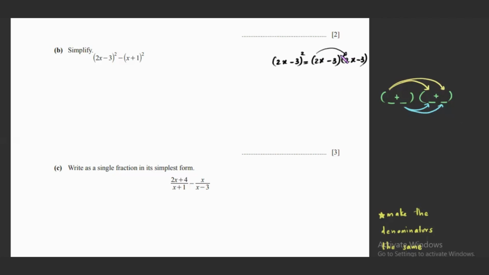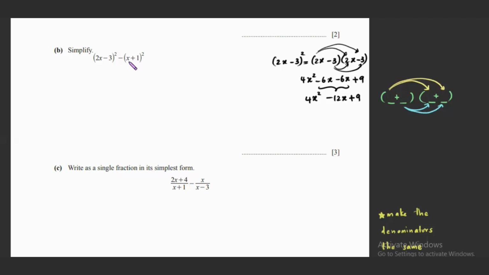Using this 2x, I need to times this 2x. That's going to be 4x squared. 2x times minus 3 is equal to minus 6x. Minus 3 times 2x is minus 6x. Minus 3 times minus 3 is plus 9. I'm going to combine these two, which makes minus 12x. I have 9 here, and then I've got 4x squared. This is what I have.